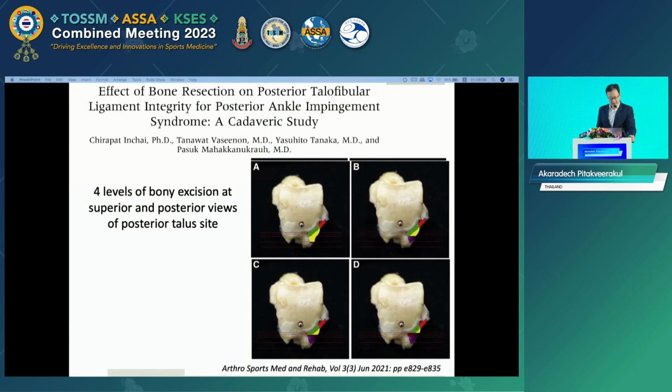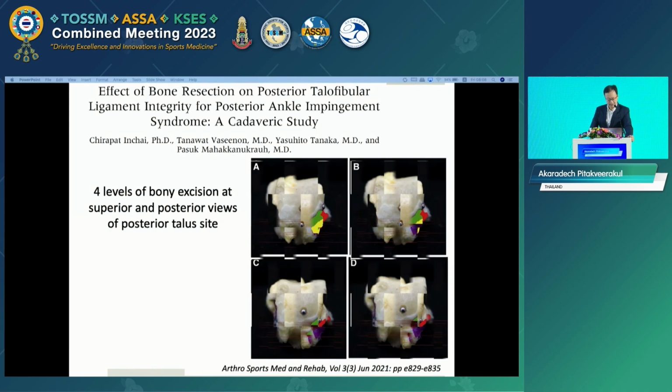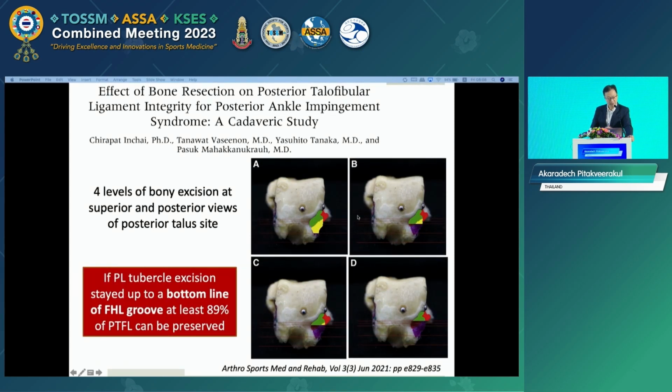The other thing to know is PTFL integrity, because it attaches to the os trigonum and posterior talar tubercle. A study from Chiang Mai, Jantanawat Wasinon, used cadavers with 4 levels of bony excision of the posterior talus. They found that if the PL tubercle excision stays up to the bottom line of the FHL groove, in picture B, at least 89% of the PTFL can be preserved and its integrity remains. So don't cut beyond the bottom line of the FHL groove.